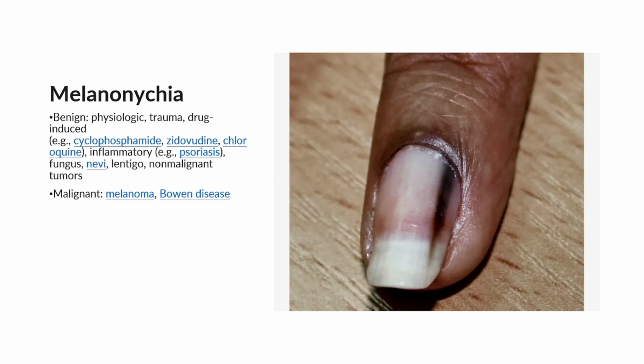And the final condition, which is melanonychia, which is just a dark pigmentation in the nail, usually a line on the side of the nail. It can be caused by benign conditions or malignant conditions. For the benign, it could be physiologic, trauma, or drug induced, like if we use cyclophosphamide or chloroquine. It could be inflammatory like psoriasis, fungus, nevus, lentigo, and non-malignant tumors. For the malignant, we will have melanoma and Bowen disease.